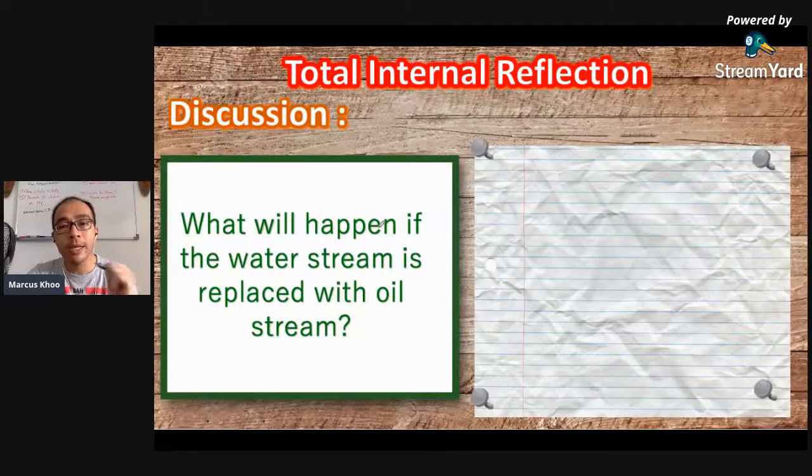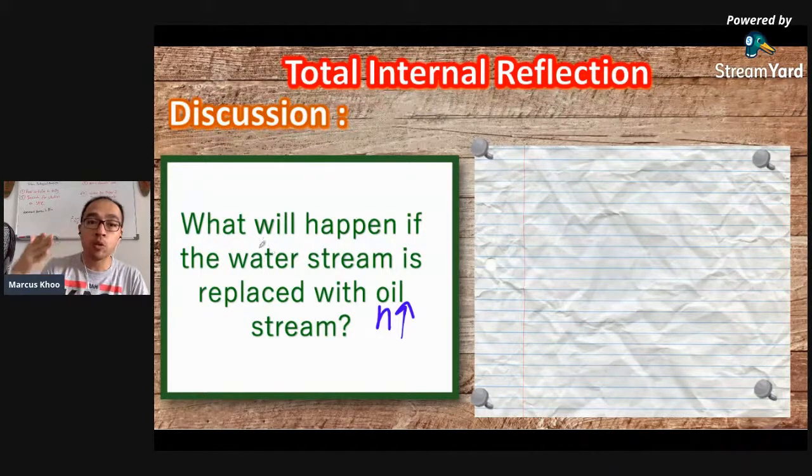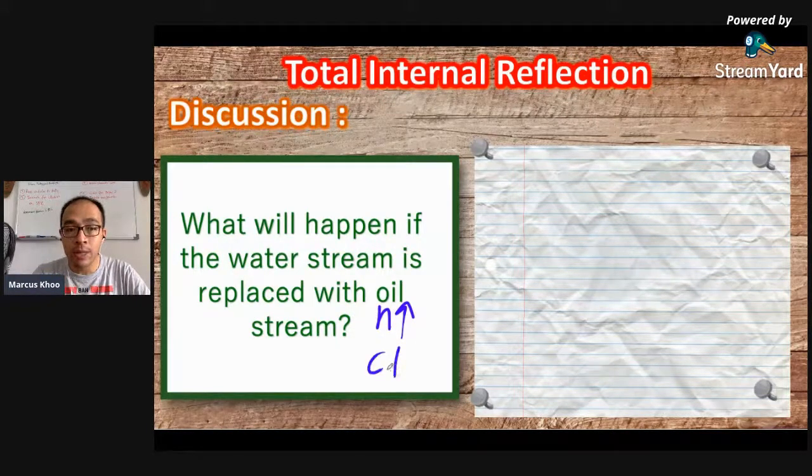Okay, so what will happen if the water stream is replaced with an oil stream? Now let's think about this. If we compare water and oil, which one has a bigger refractive index? Of course, the oil stream. Now, oil has the bigger refractive index, because remember, oil is optically more dense than water. It is not less dense, it is optically more dense than water. It's harder for light to go through oil than water. So because of that, it has a bigger n, so the critical angle will be smaller.